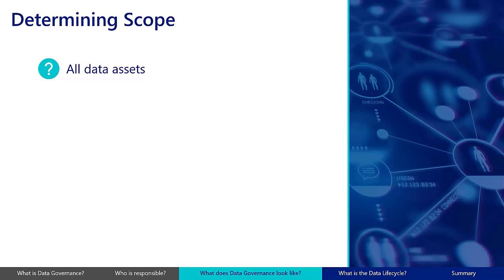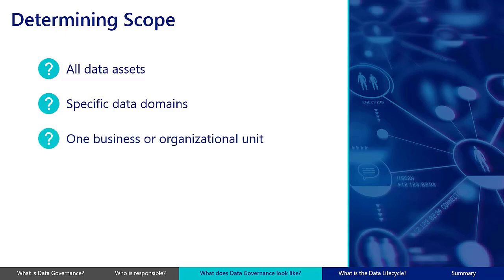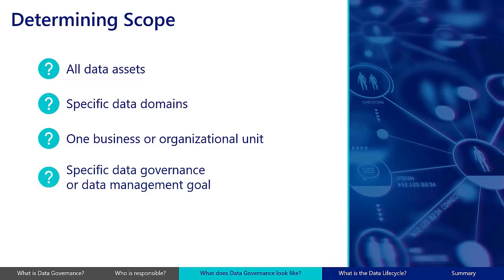Other organizations could decide to start by scoping their programs to focus on a specific data domain, such as financial data. An organization could decide to scope its data governance program to cover a particular organizational unit, adding others as the program becomes established and begins to show positive impact. In some cases, it may make sense to scope the data governance program around a specific data governance goal, such as improving data quality or complying with a particular law or regulation.